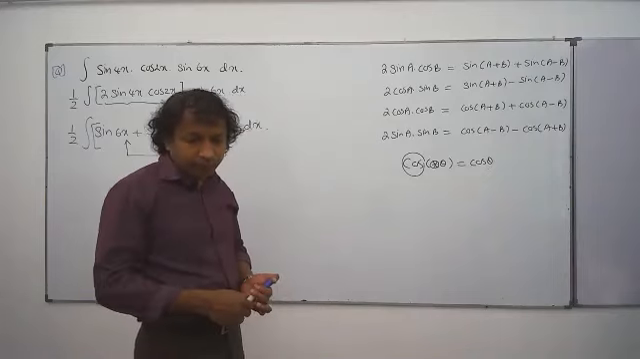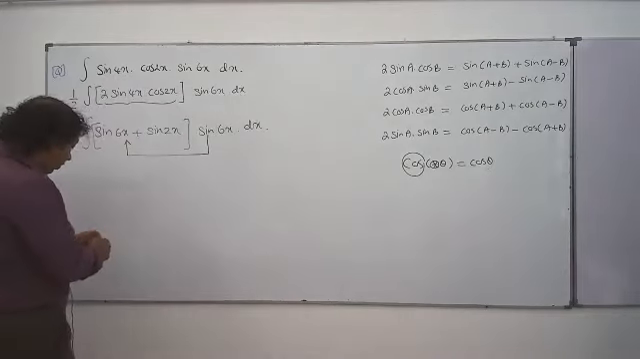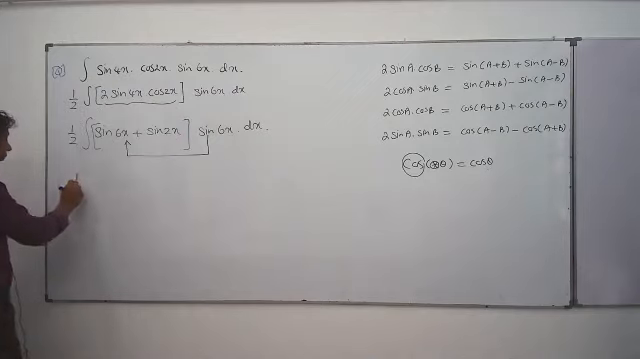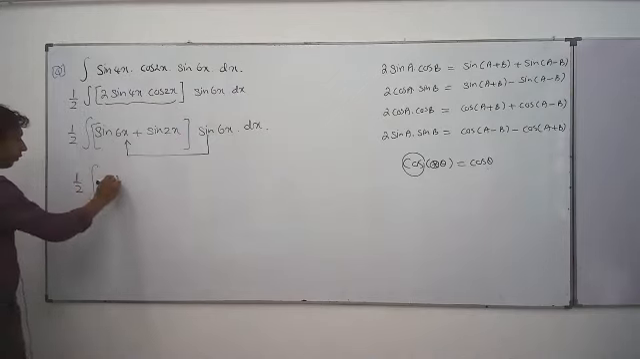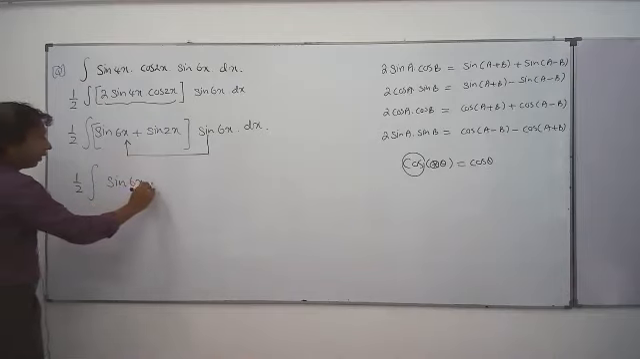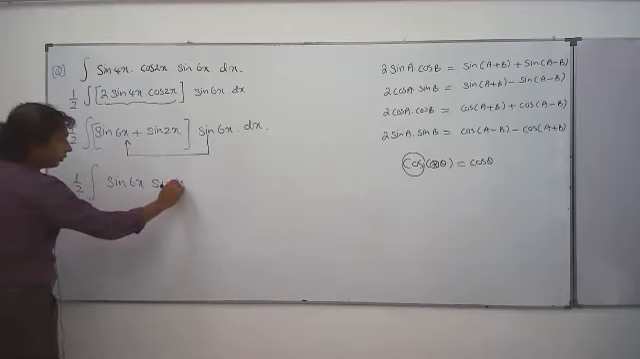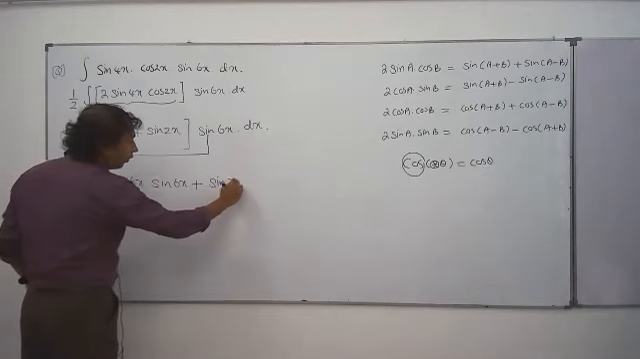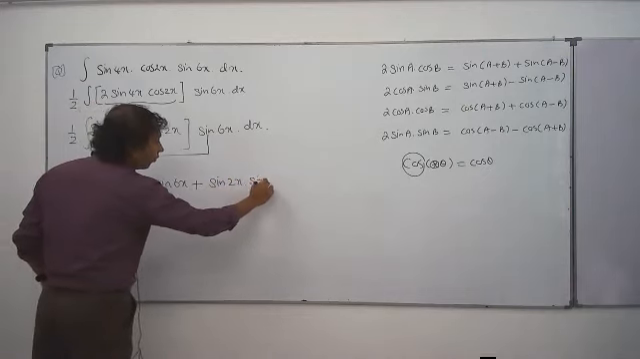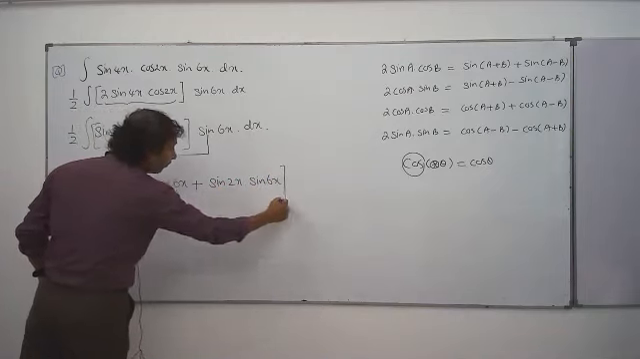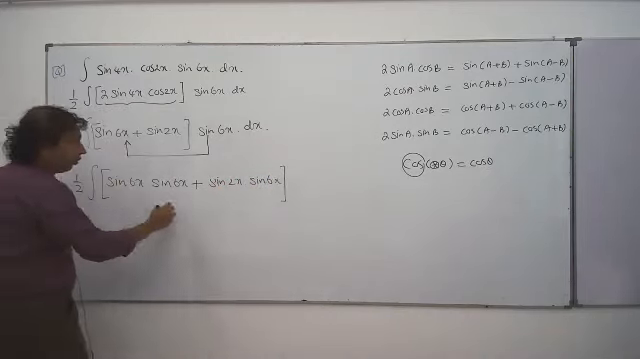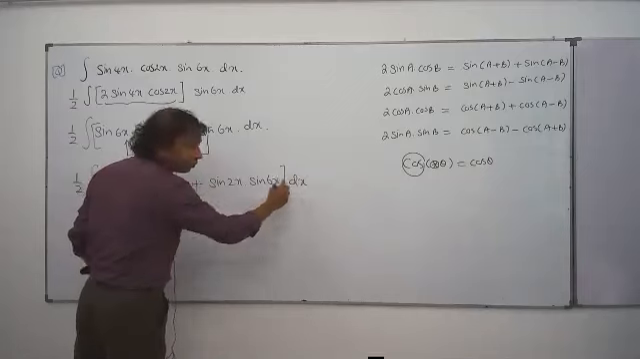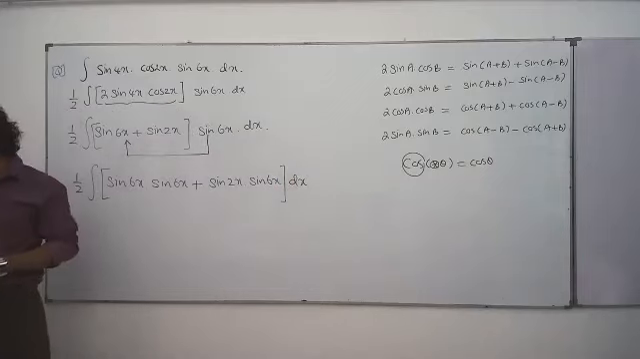Okay, now when you multiply by this, this is now sine 6x and again sine 6x, plus sine 2x sine 6x dx. We get like this. Okay.